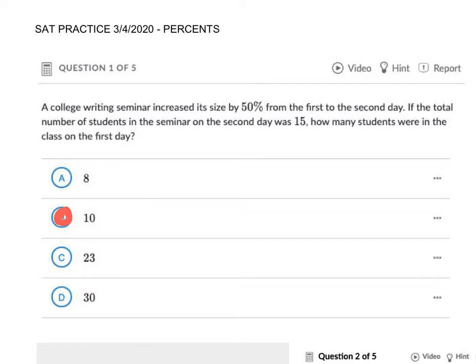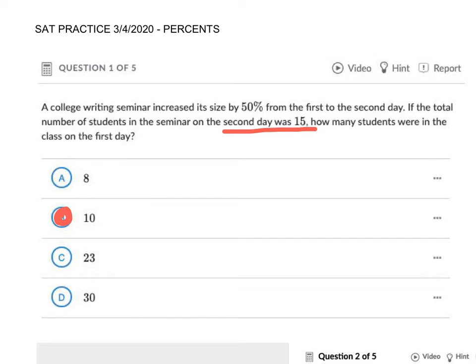What I didn't read was that the number of students in the seminar on the second day was 15. I thought that was the first day, and then the 50% increase from that. Okay? So how do you do this one? This one's kind of weird. You have to take 50% from the first. You have to figure out the starting amount. Uh-huh. 10, and then add that. I didn't know that you had to do that. Yeah, and this is one I kind of had to look at the answers.